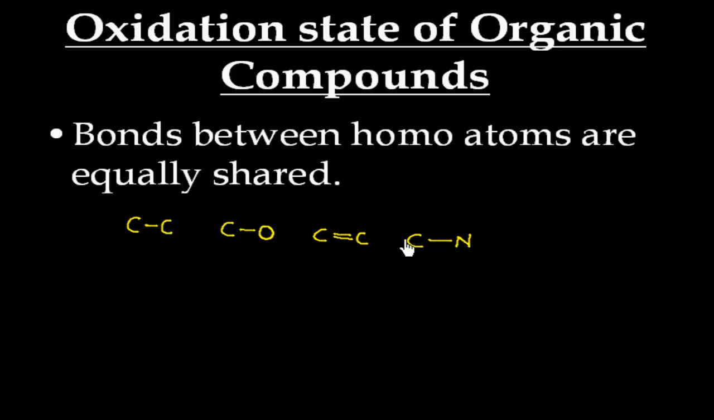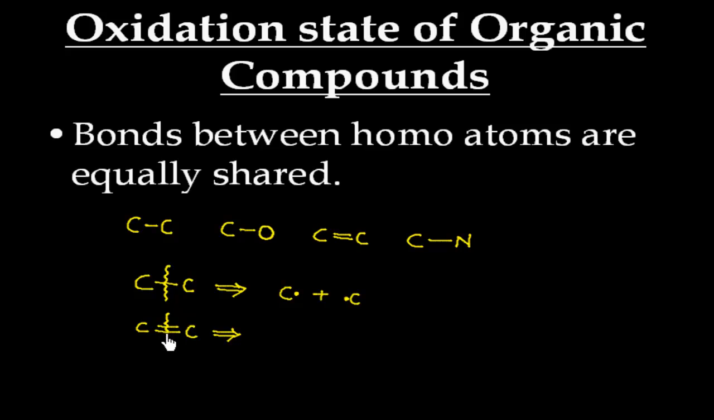Now to find the oxidation state of carbon, we have the first rule: bonds between homoatoms are equally shared. What is the meaning? Let us say I have a bond between carbon and carbon, and this bond will be equally shared. That is, this bond has two electrons. One electron will go to this carbon and one electron will go to this carbon. So I will have this plus this. Now let us say I have a carbon-carbon double bond, the idea is the same.